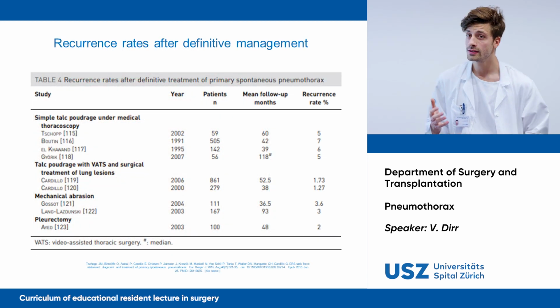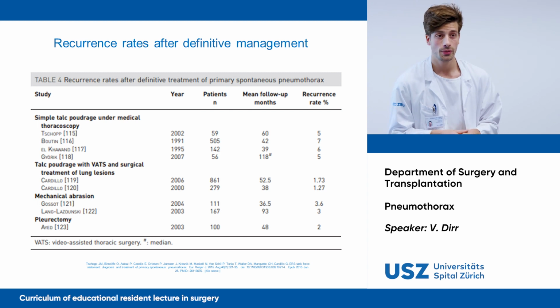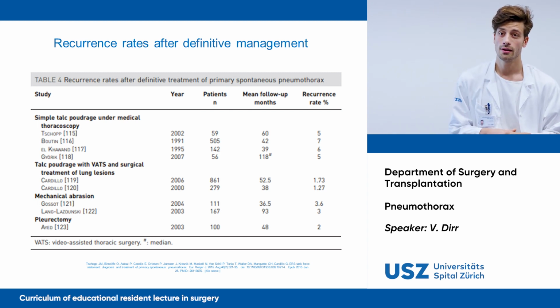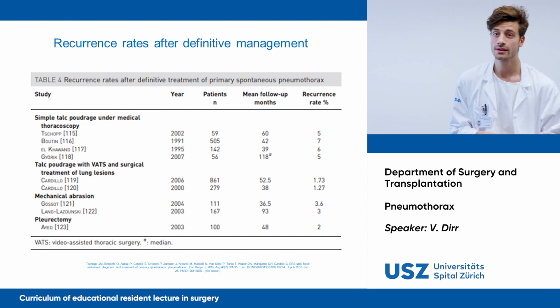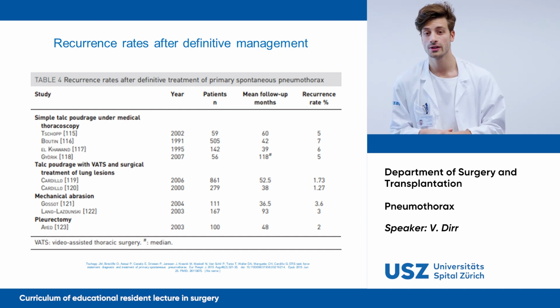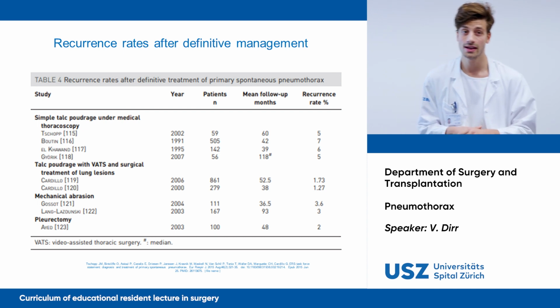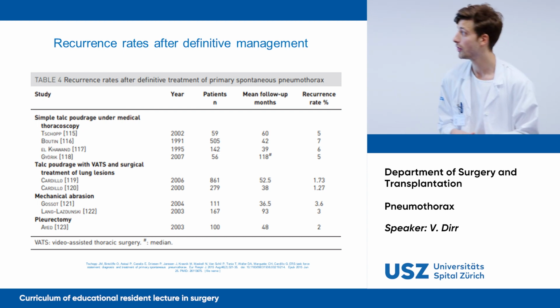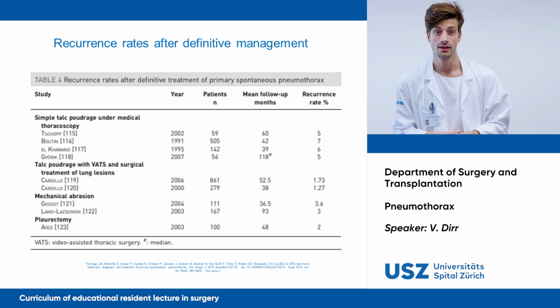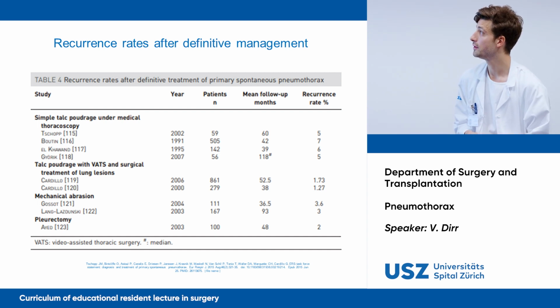The reason why we have to perform definitive therapy is that the likelihood of recurrence is very high. In case of a primary spontaneous pneumothorax, after a first event, we say it's around 30%. After a second event, it's 60%. And after the third event, it's even 90%. Therefore, we have to perform a definitive management.